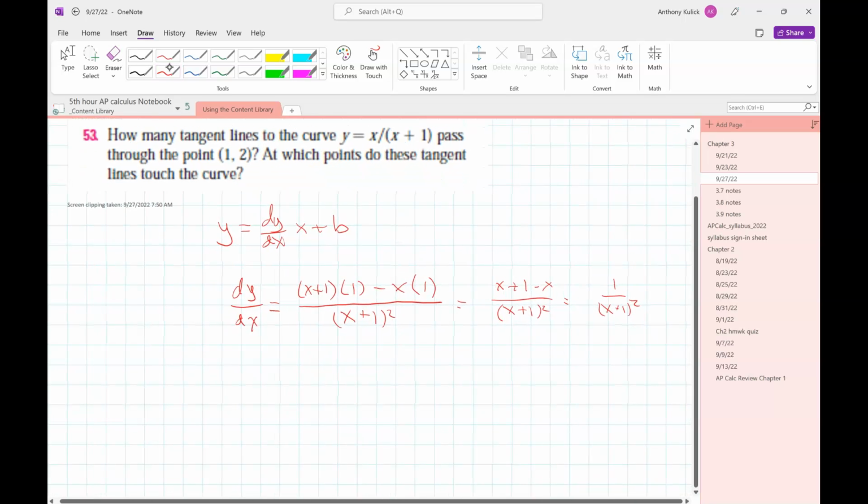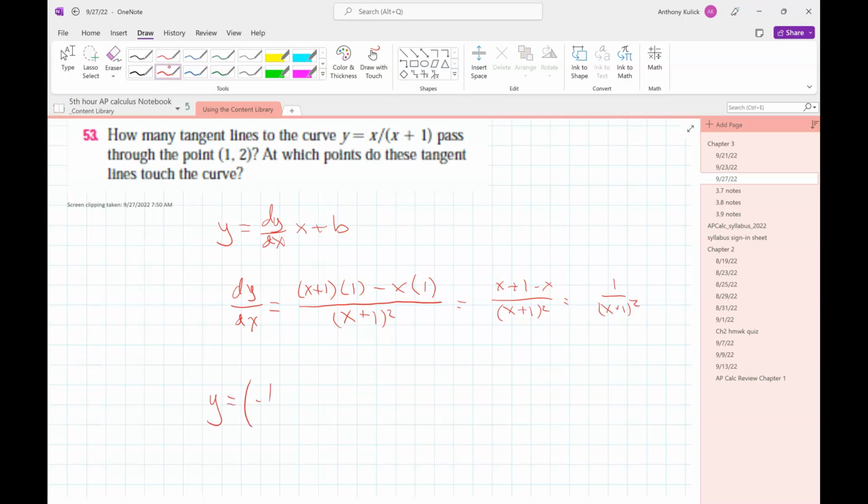Okay. So this is going to act like my slope then. And I want to see if we pass through the point (1, 2). Now the key thing to remember here is that this x and the x in my derivative don't have to be the same x. Is that okay with everybody?